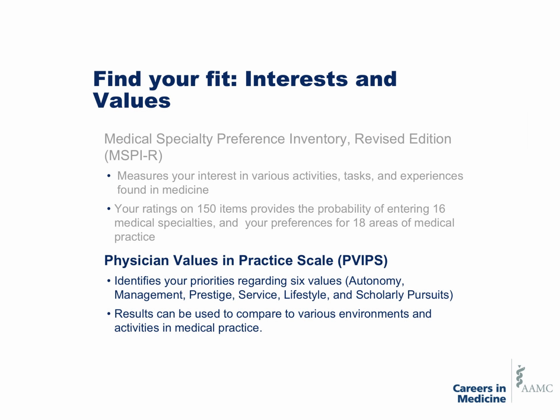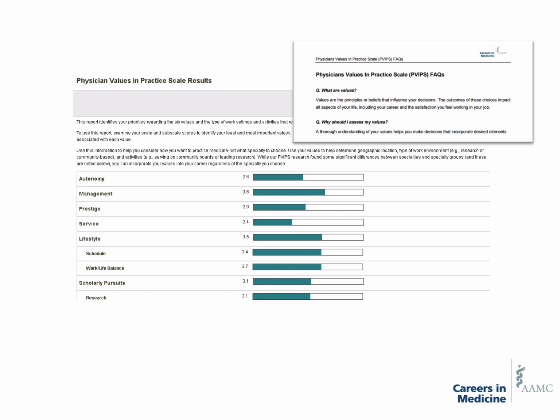The second one is this Physician Values and Practice Scale. What this does is look at different values, like autonomy, management, prestige, lifestyle, and scholarly pursuits, and ranks them, to help you look at what things are important to you within a specialty. For this person, it looks like management is higher, so being in a specialty where they can perform managerial tasks, lifestyle is also important, and prestige is a little bit lower.